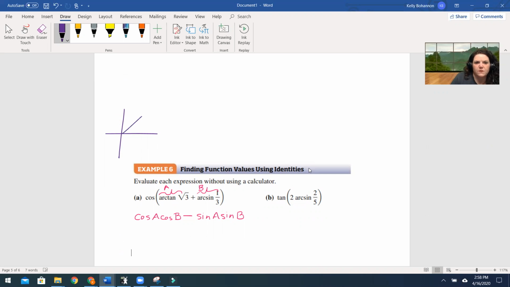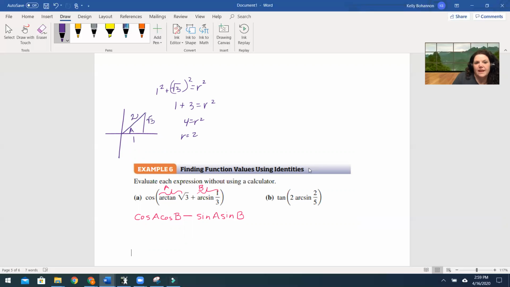So we're going to call this one A. So tangent is Y over X. So I can figure out what my hypotenuse would be. So that'd be 1 squared plus square root 3 squared equals r squared, or hypotenuse. So my hypotenuse on this triangle is 2.